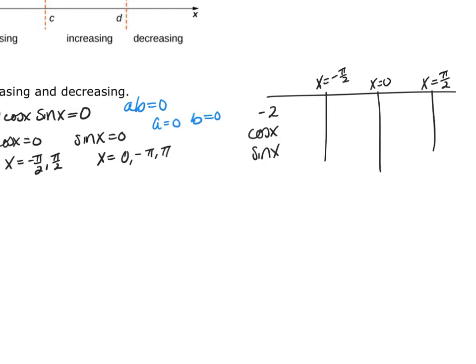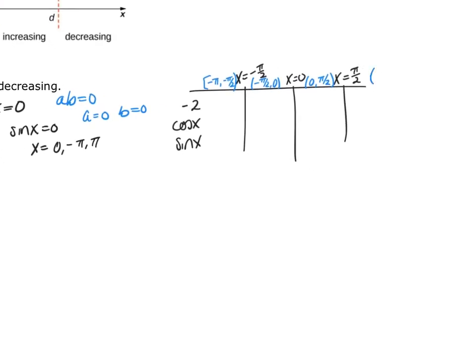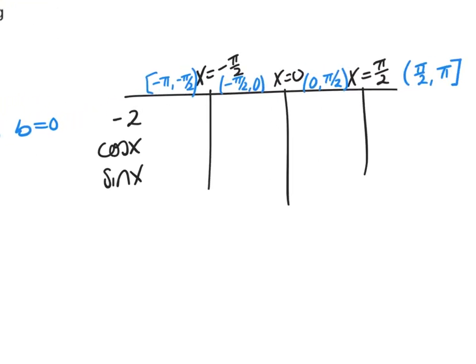Now the interval I'm looking at is from negative pi to negative pi halves, non-inclusive, so that's an interval. So I have to choose something in that interval. My next interval is negative pi halves to 0, 0 to pi halves, and then my last interval is pi halves to pi. So I need to choose something in those intervals. What do you all want to choose in the first interval? Something that's easy.